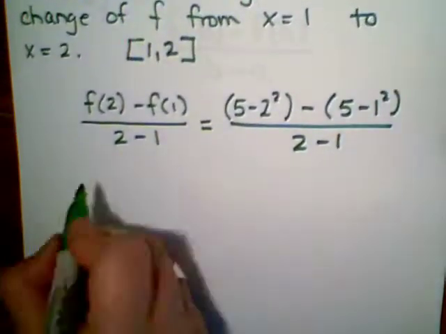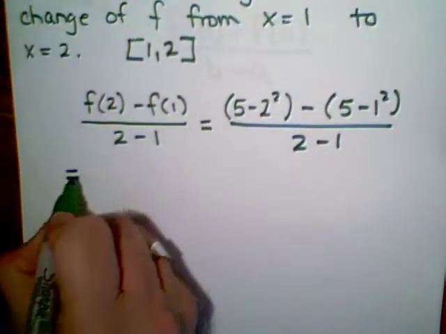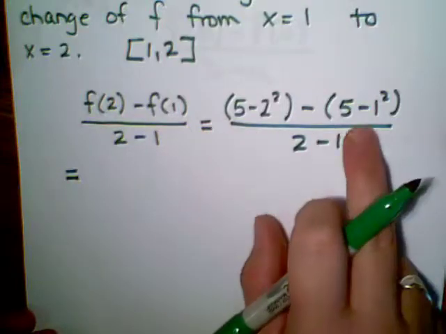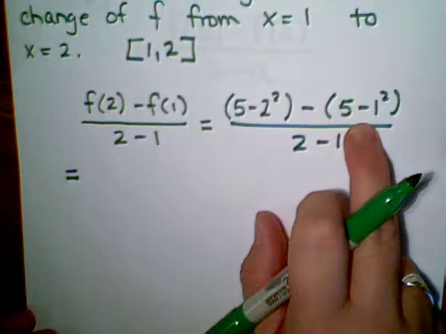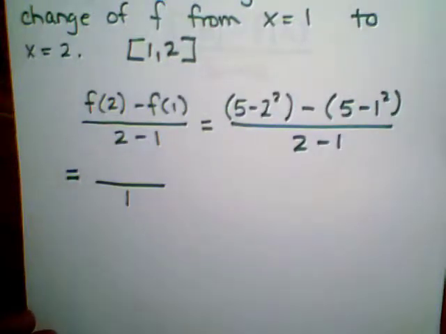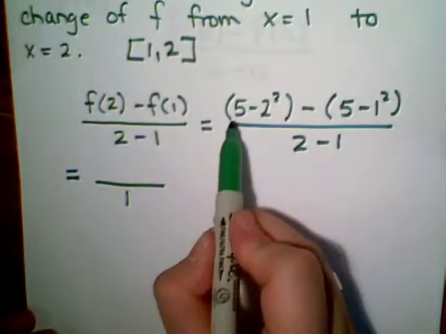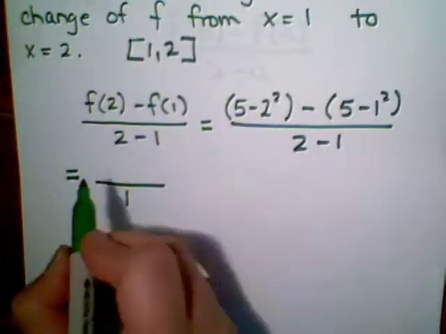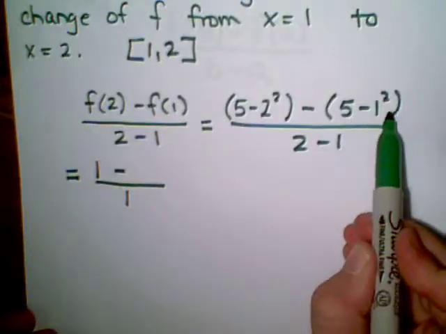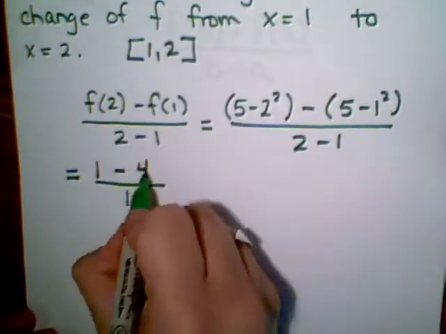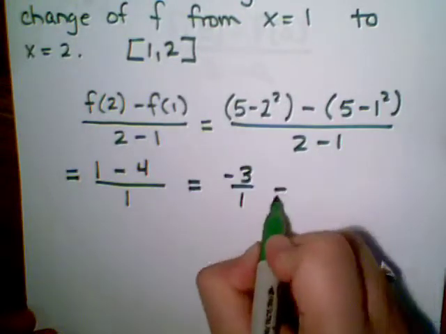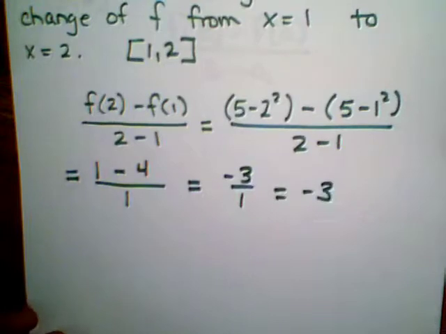Now we need to simplify according to order of operations. So we'll do everything inside each set of grouping symbols, and the last thing we'll do is divide by 2 minus 1, which simplifies to 1. Well, 5 minus 2 squared is 5 minus 4, or 1. And 5 minus 1 squared is 5 minus 1, or 4. So our average rate of change is -3 over 1, or the integer -3.